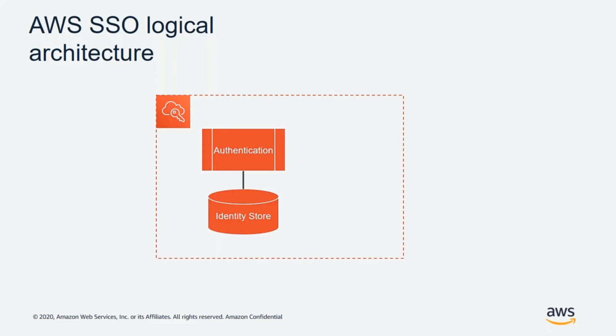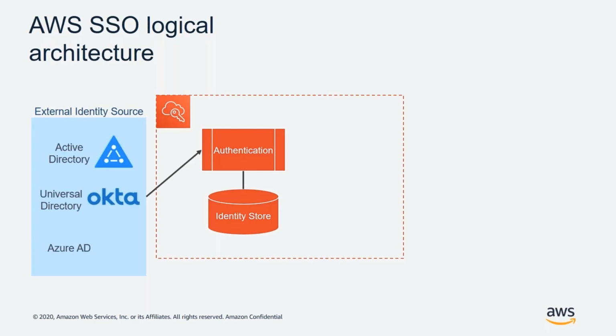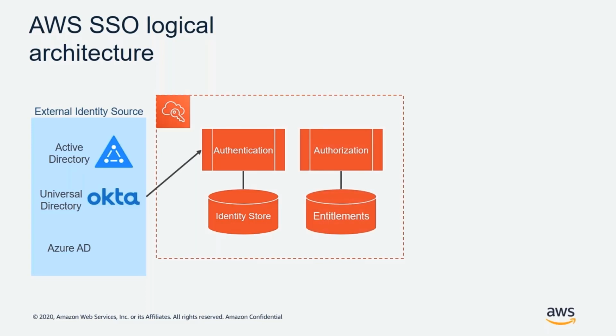If you want, you can create your users and groups inside AWS SSO and manage passwords and multi-factor authentication. Alternatively, you can connect it to an external identity source where you manage users now. Supported external identity sources include your existing Active Directory domain service and SAML 2.0 federated identity providers called IDPs. For example, Okta Universal Directory is a SAML 2.0 IDP.